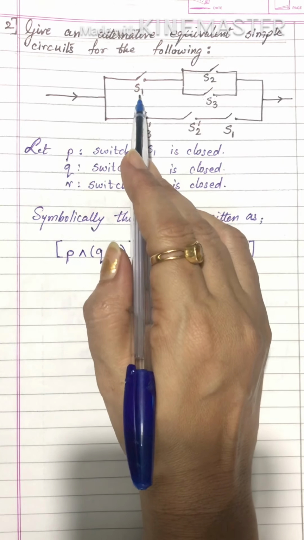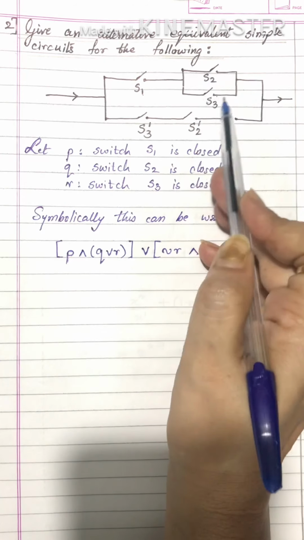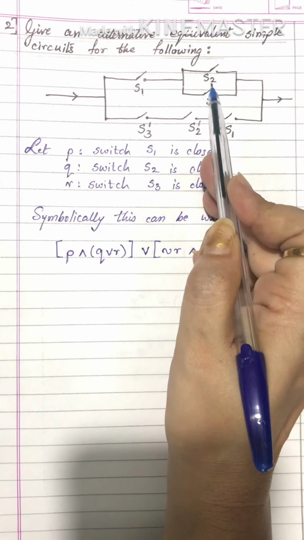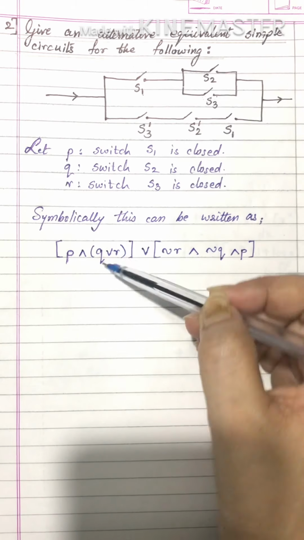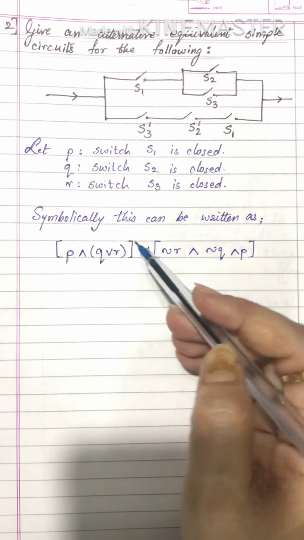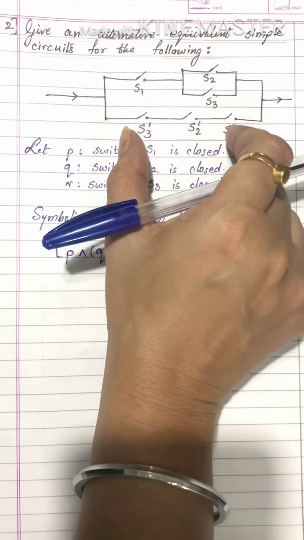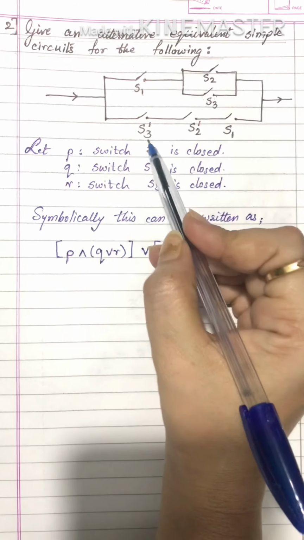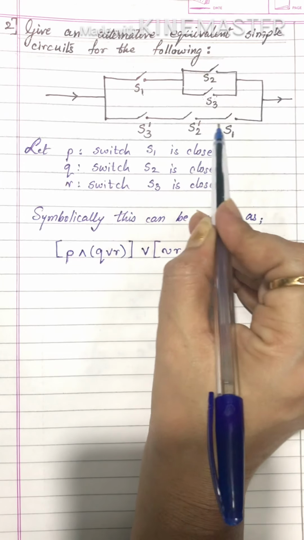See here, S1 is connected in series with S2 and S3, which are in parallel. So we need to specify this relation of the switches in brackets. Okay, please take care how the brackets are being used. And then this whole thing is in parallel with what is given here, that is S3 dash, S2 dash and S1, which are then in series.